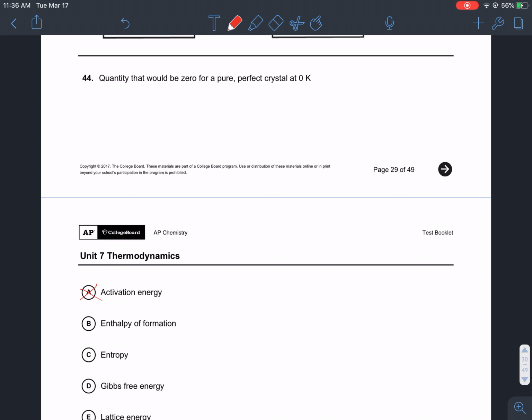Okay, enthalpy of formation. How do you have enthalpy? No. Now entropy. Yeah, that makes sense because you would have 0. It's not that you have 0 activation energy or 0 enthalpy. You don't have activation energy and you don't have enthalpy when you have something that is by itself. That doesn't exist. Now entropy would be at 0. There is no entropy for a pure perfect crystal because entropy can only be measured by its change, right? So the answer is C.